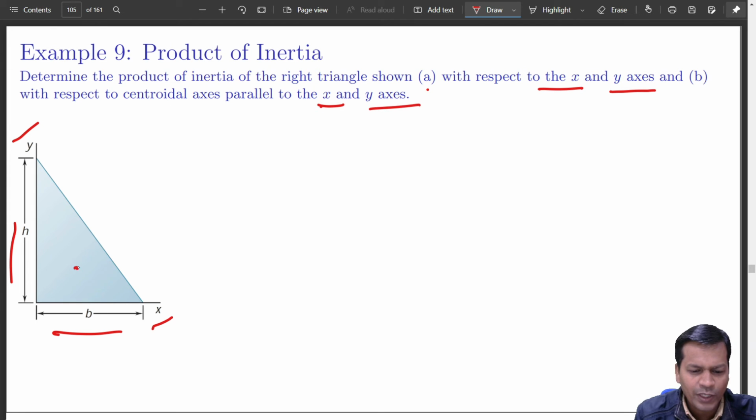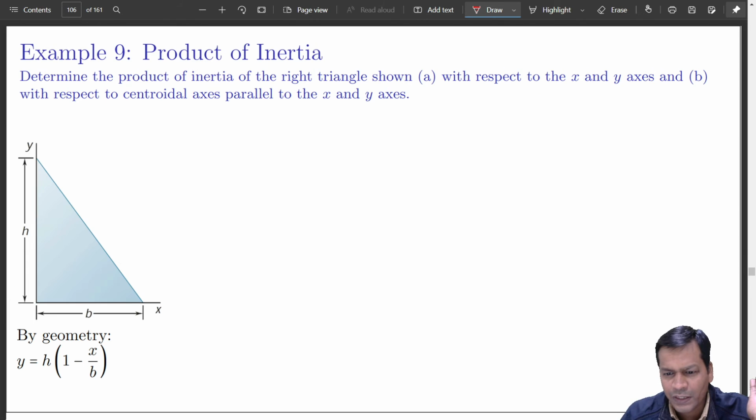There is a centroid, which is at h by 3 from here and b by 3 from here. So the axis has to pass somewhere over here, and you have to find the product moment of inertia for that. Hope you got the question now. Let us begin. By geometry you can quickly obtain this.